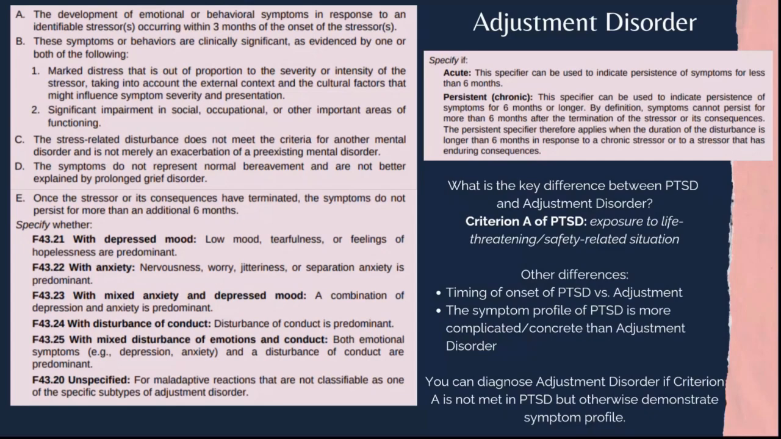We can have specifiers that are catered to nuances of the person's behavioral and emotional reactivity. We can see that this is coming out predominantly as depressed mood. We can see predominant anxiety and depressed mood, or disturbance of conduct, which we see more in behavioral externalization issues. We can see a mixed disturbance of emotions and conduct, so there's an internalization and an externalization. Again, it does not fit into PTSD, for example, or it's unspecified.